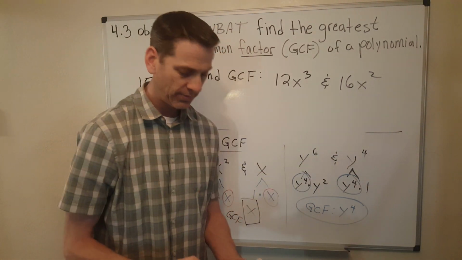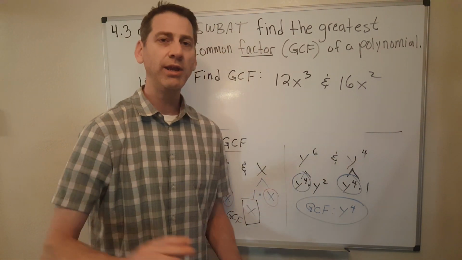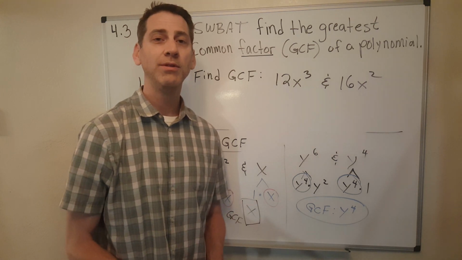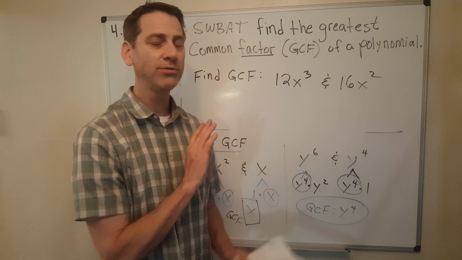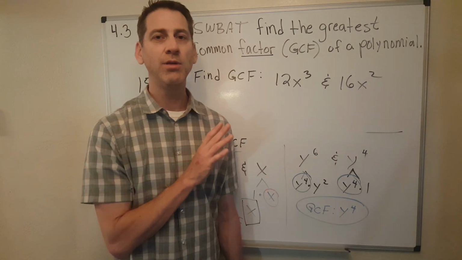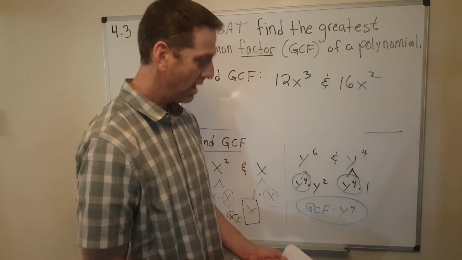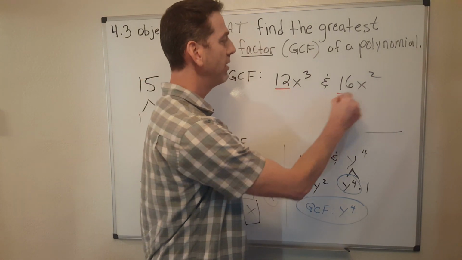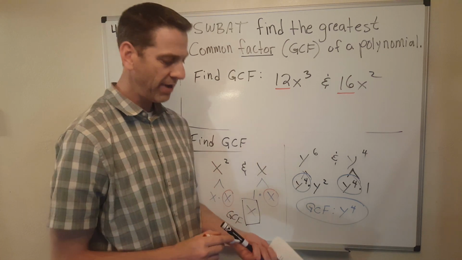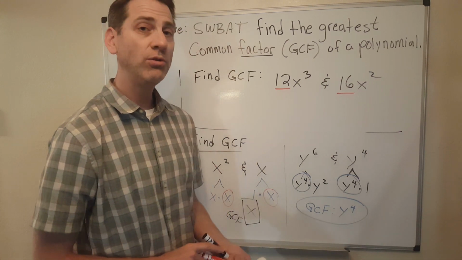But here's the deal. How do you eat an elephant? Well, just one bite at a time. All right, so that's how we're going to do this. We're going to take it one step at a time. First, let's just look at the numbers. Okay, I have 12 and I have 16. All right, what is my greatest common factor between those two numbers?